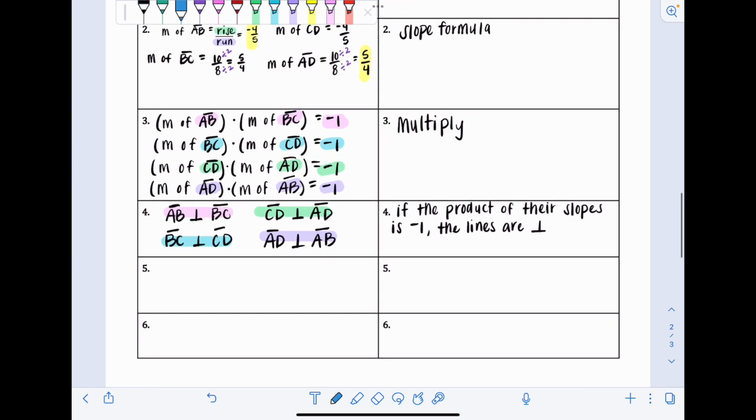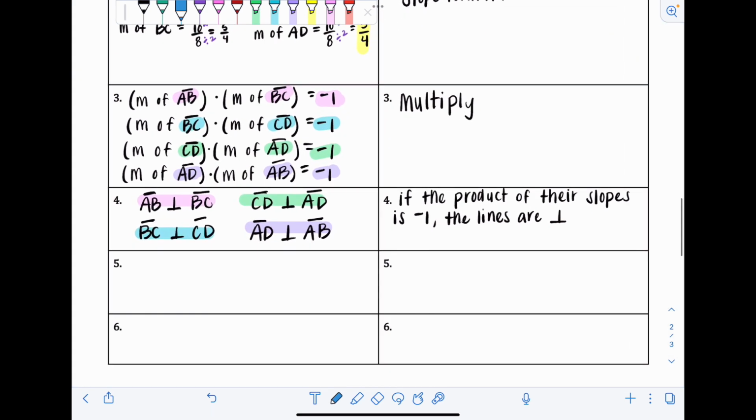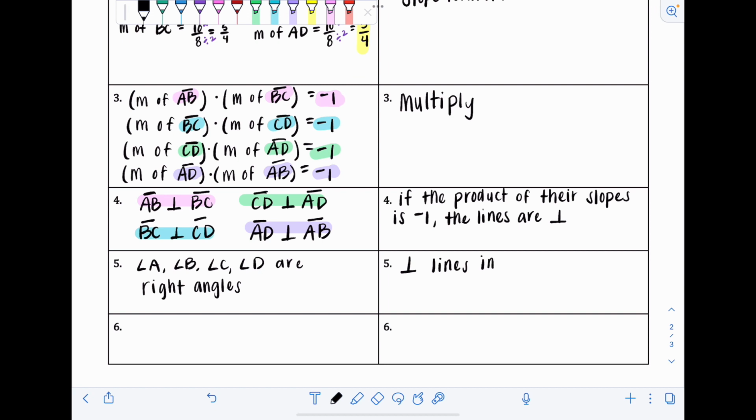So for 5, we're just going to go ahead and say that they are right angles. So angle A, angle B, angle C, and angle D are right angles. And then our reason is that we already proved that they're perpendicular lines that are intersecting to form those. So perpendicular lines intersect to form right angles.